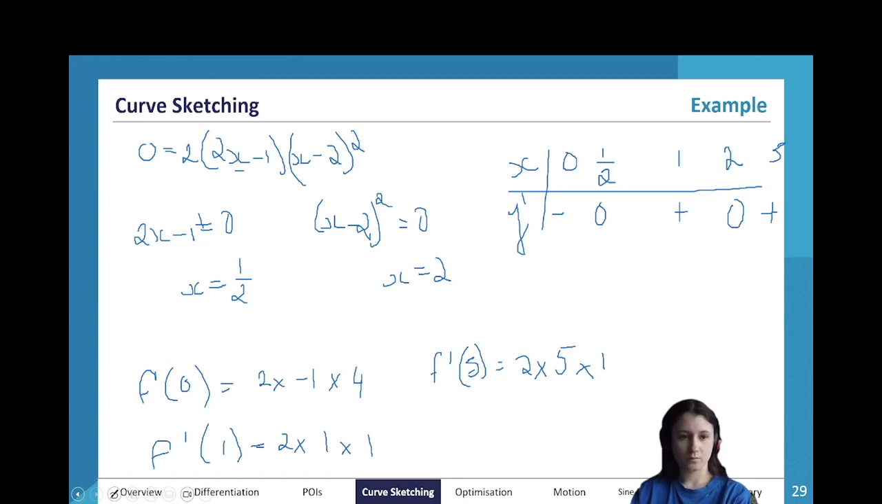Times 1, positive, yep. So that means our curve will look something like this, negative, positive, positive, it will flatten out and then be positive again, alright? So this one will be a minimum, and this will be a horizontal point of inflection, a stationary point.